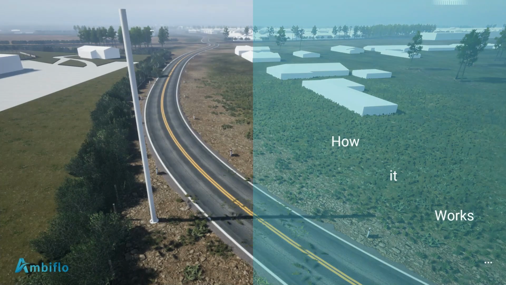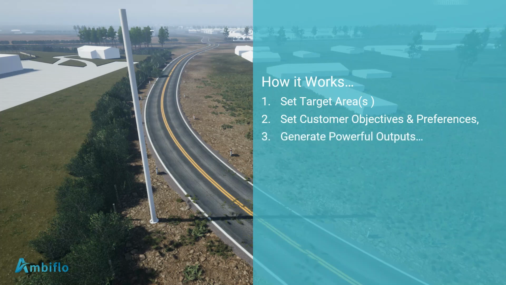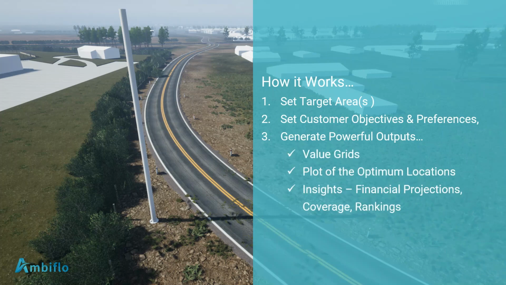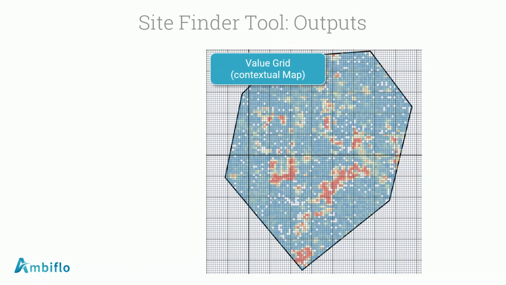In this presentation we're going to focus on the Site Finder tool, which finds the best cell locations. How it works is we firstly define the target areas, then we set the customer objectives and preferences, and then the AI tools generate powerful outputs such as value grids, plots of the optimum locations, and a wide range of valuable insights. So for example, we can see here the value grid.